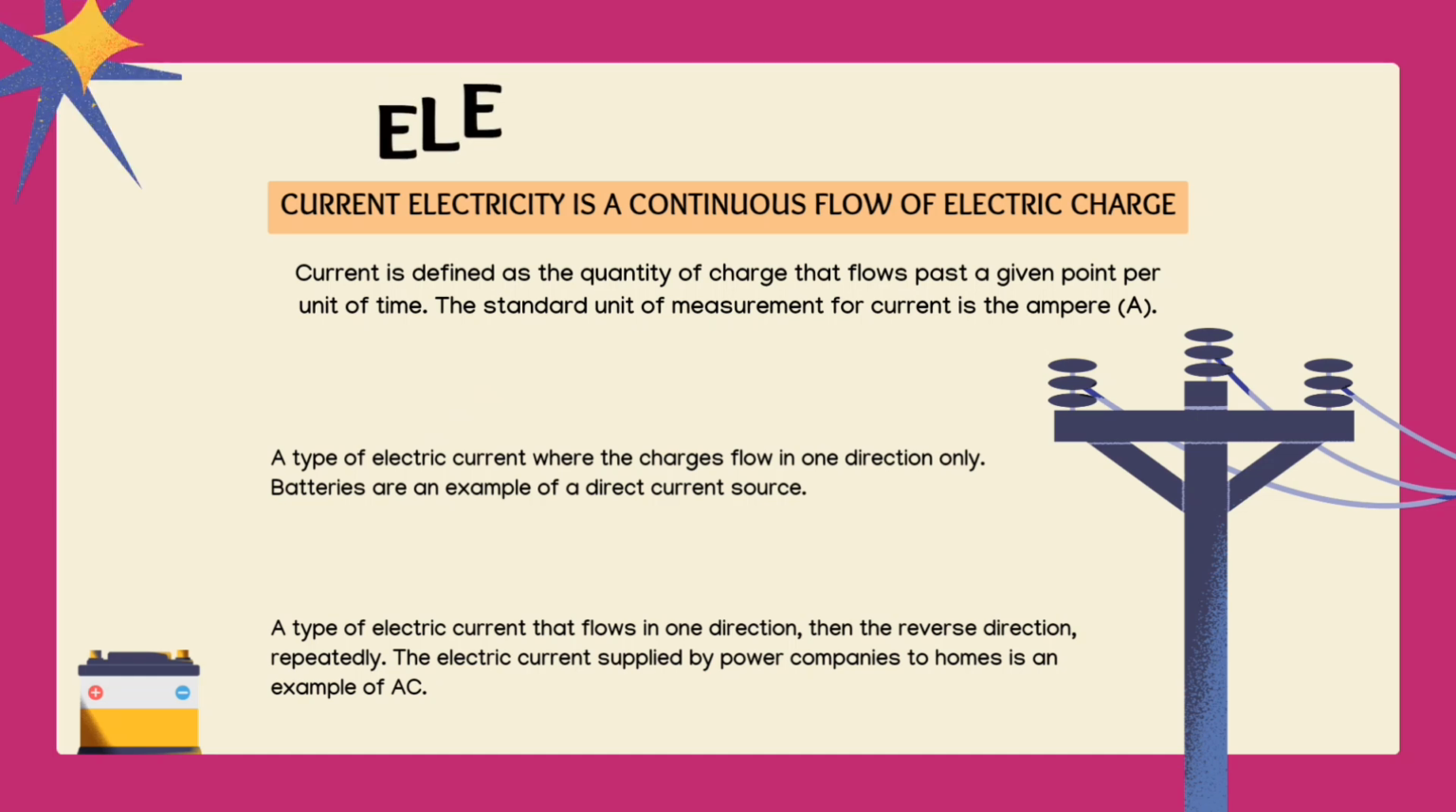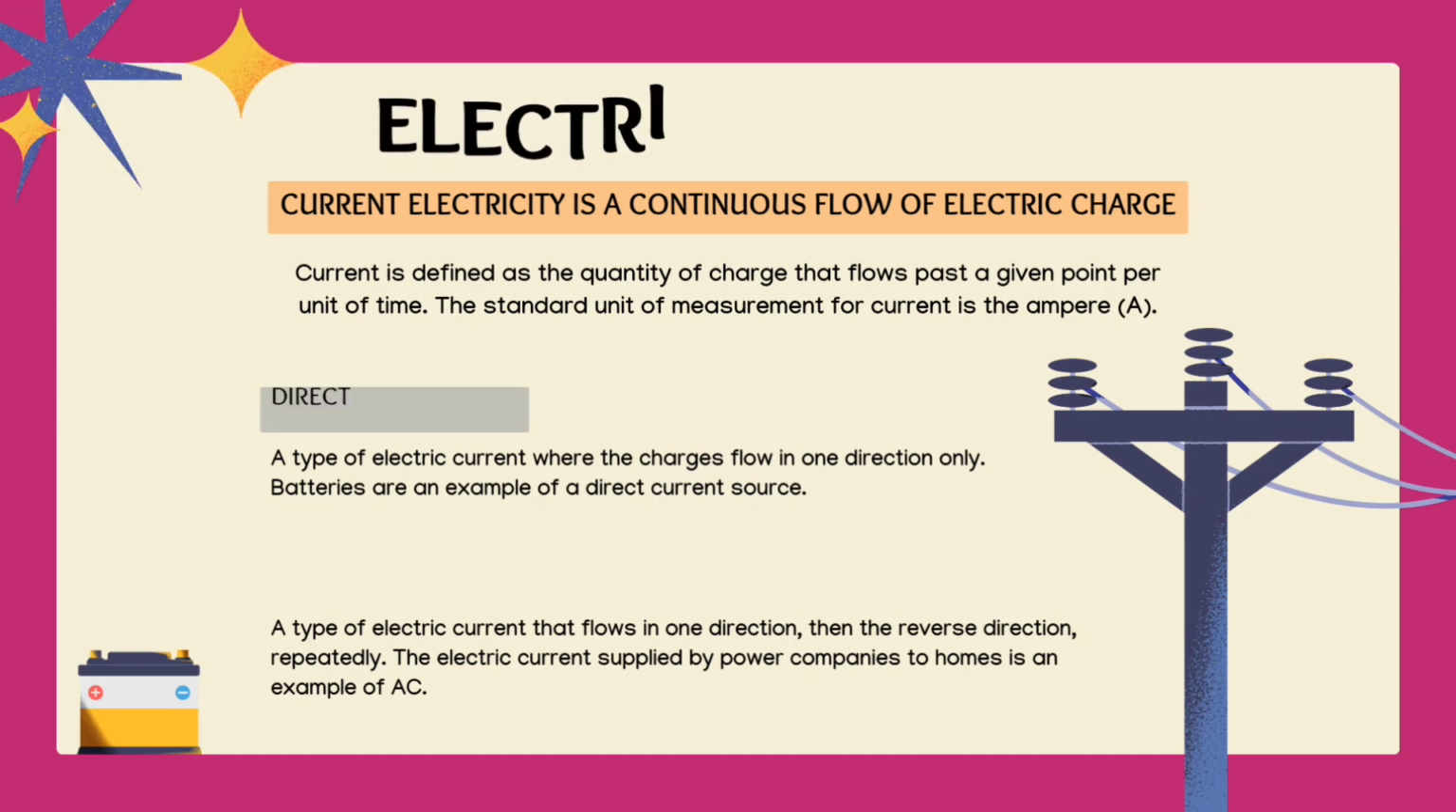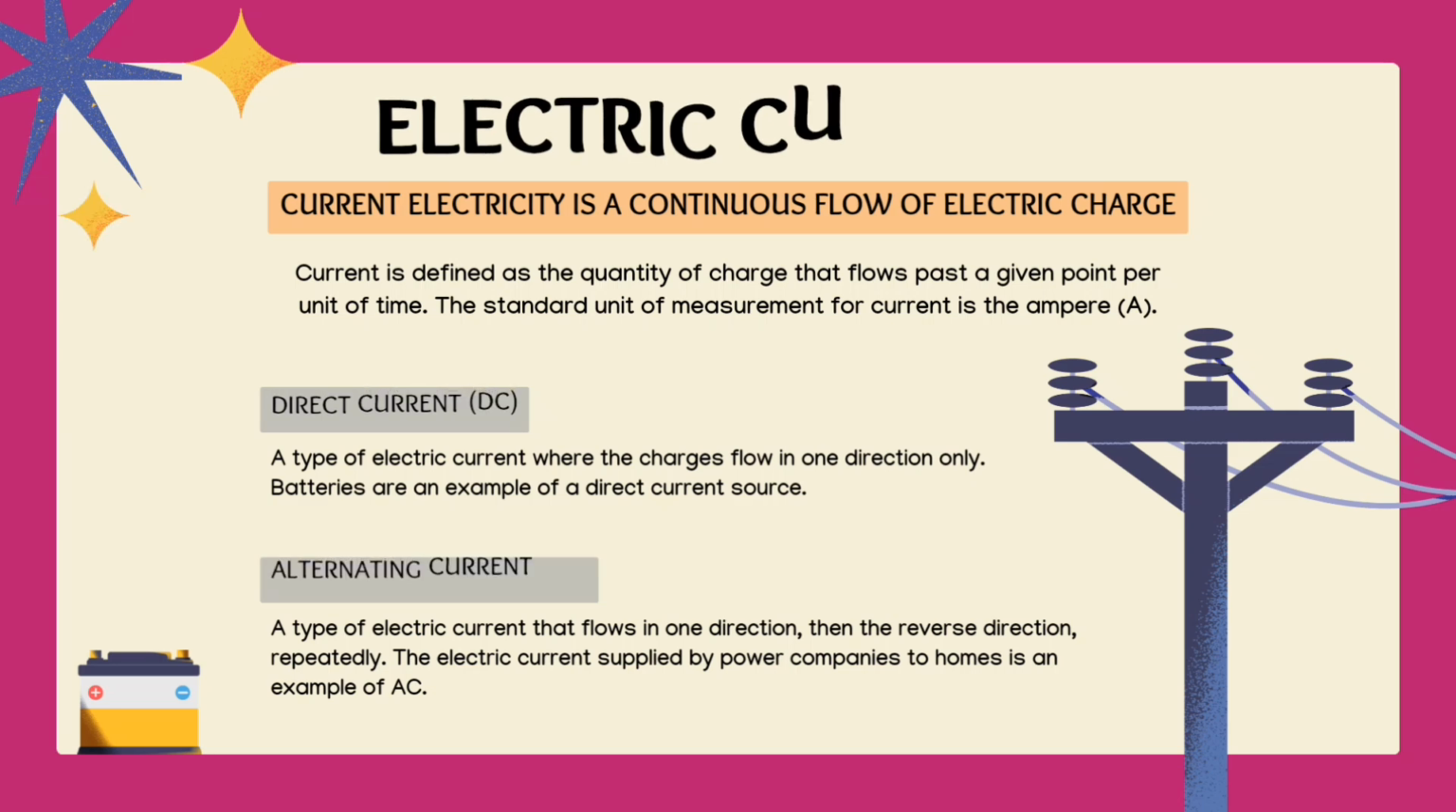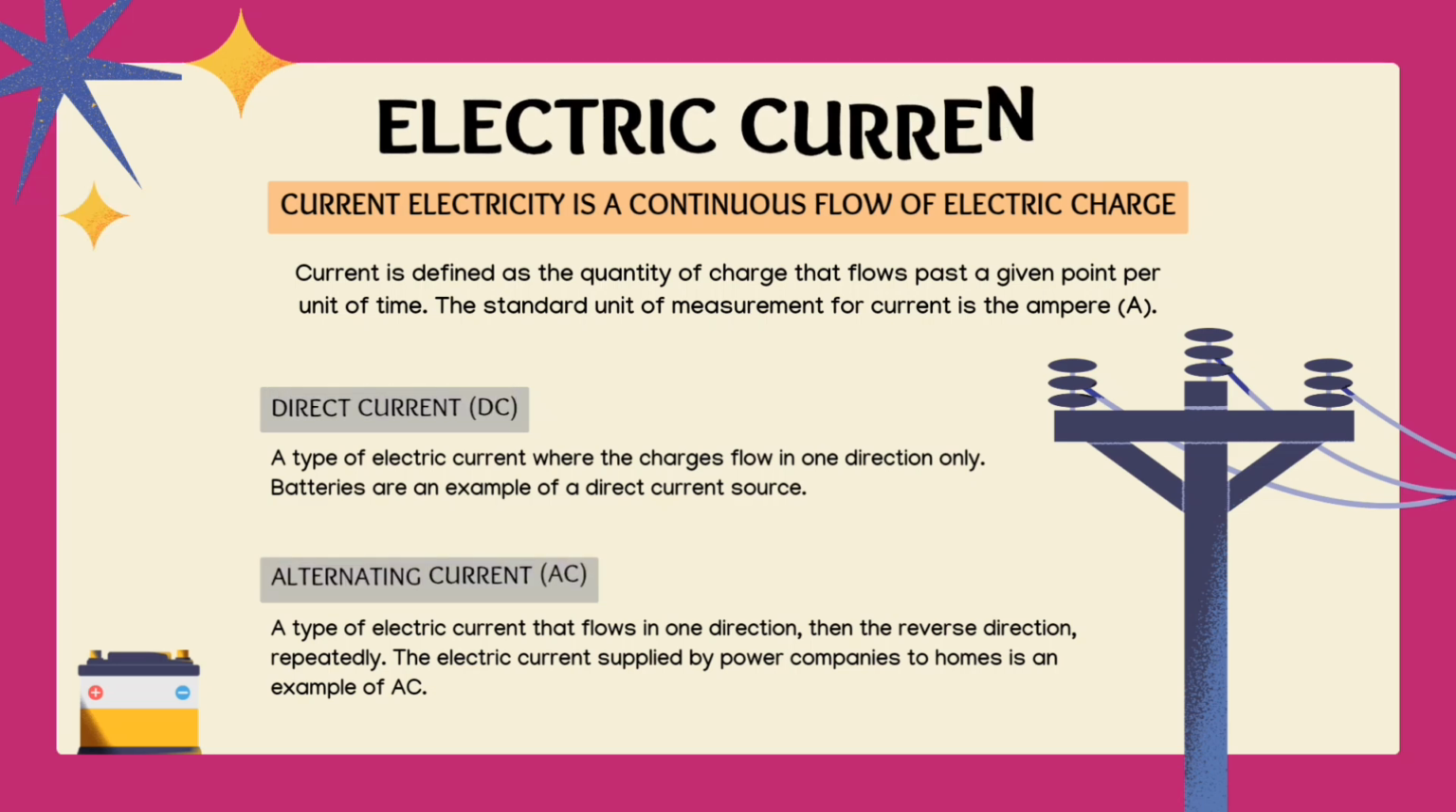Now we would study some points about current electricity. Current electricity is a continuous flow of electric charge. Current is defined as the quantity of charge that flows past a given point per unit time. The standard unit of measurement for current is ampere. Direct current, a type of electric current where the charges flow in one direction only. Batteries are an example of a direct current (DC) source. Whereas alternating current, a type of electric current that flows in one direction then the reverse direction repeatedly. The electric current supplied by the power companies to homes is an example of AC.